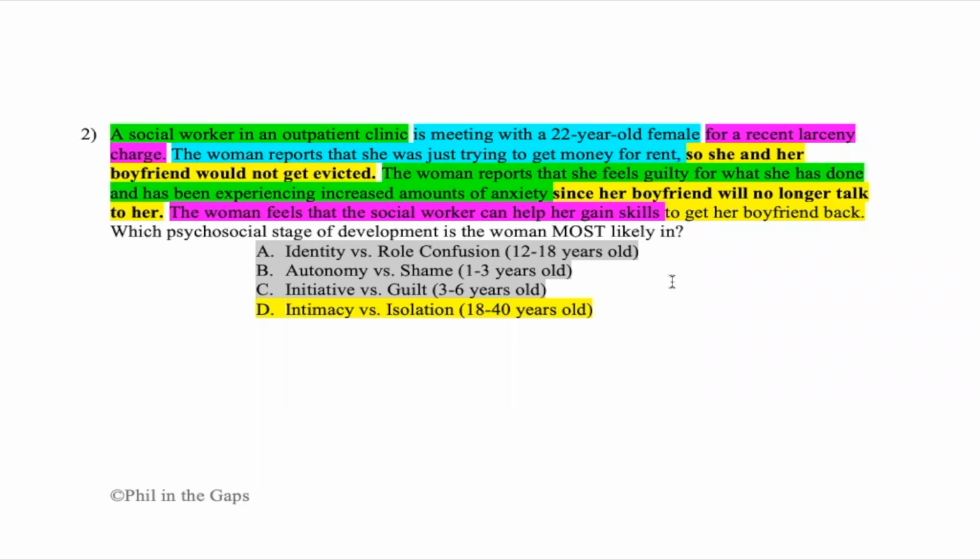So the correct answer here is D, intimacy versus isolation, because she is so focused on love, aka she did not want her and her boyfriend to get evicted. She feels guilty not for the sole fact that she did a bad action, but because her boyfriend's not talking to her. And she's like, you know what, you can help my boyfriend come back to me. So I need those skills where you can help me charm him back to where we were. So the correct answer here is D, intimacy versus isolation. So that's how we'd look at that question in particular.